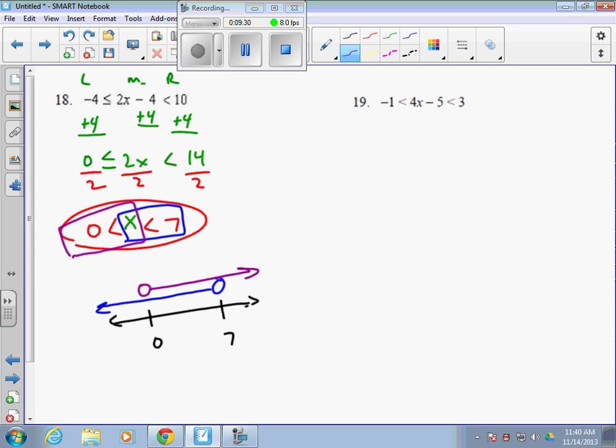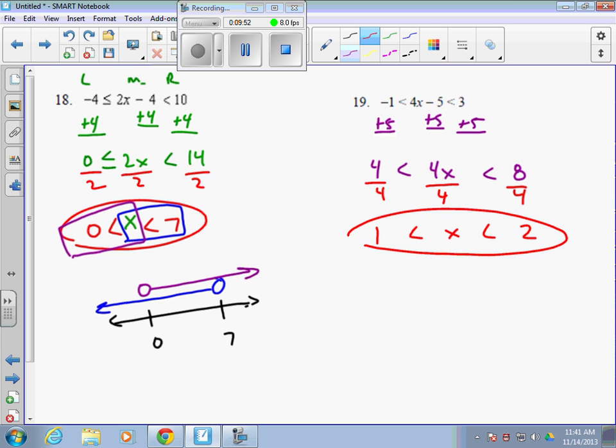Get rid of -5 by adding 5. Do it to the left and to the right as well. So now we have 4 is greater than 4x, which is greater than 8. Then get rid of 4 times something by dividing by 4. Do it to the left and do it to the right. 1 is less than x, which is less than 2.